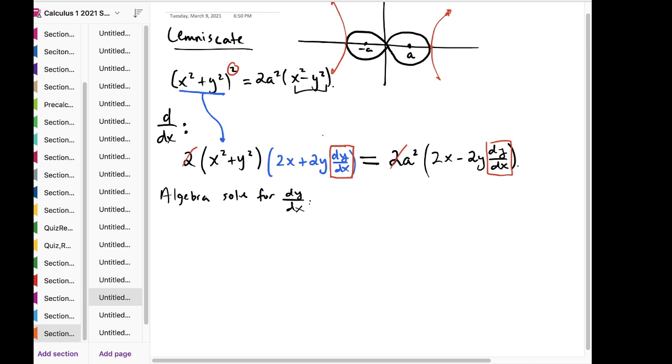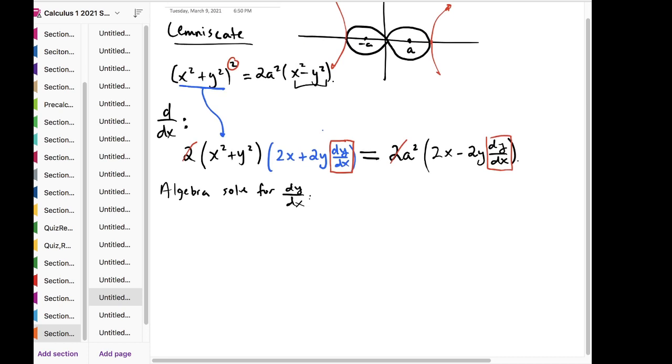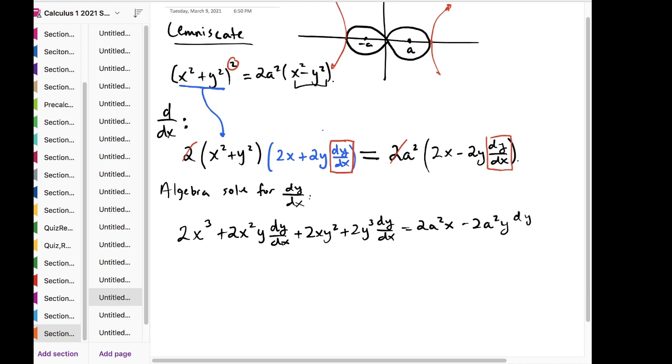Just put all the dy dx's on one side, right? That's always what you do when you solve for a variable. You put them on one side. So I would need to distribute this out and put all the dy dx's on one side. So let's distribute it out. We have 2x cubed plus 2x squared y dy dx plus 2xy squared plus 2y cubed dy dx is equal to 2a squared x minus 2a squared y dy dx.